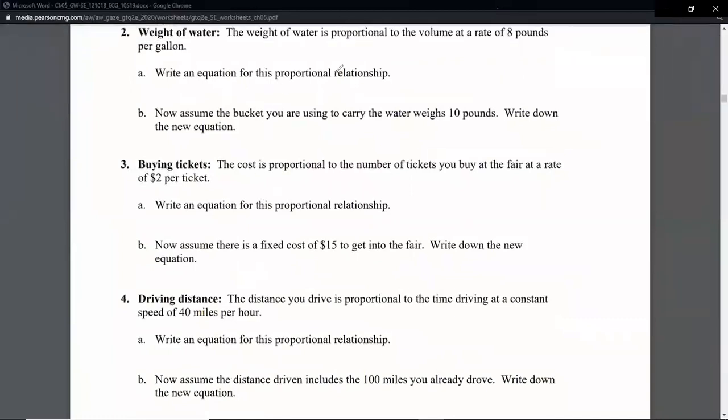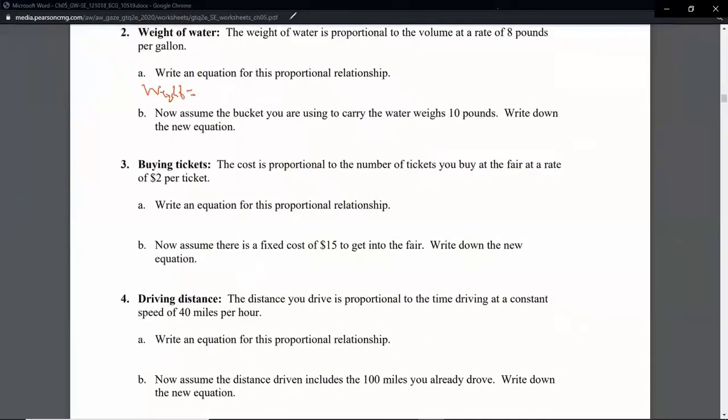The weight of water is proportional to the volume at a rate of 8 pounds per gallon. Write an equation for this proportional relationship. We're ignoring the bucket. The bucket doesn't exist. We're only worrying about the weight of the water. 8 pounds per gallon. So the weight is proportional to the volume. So that says we should write something like weight equals.